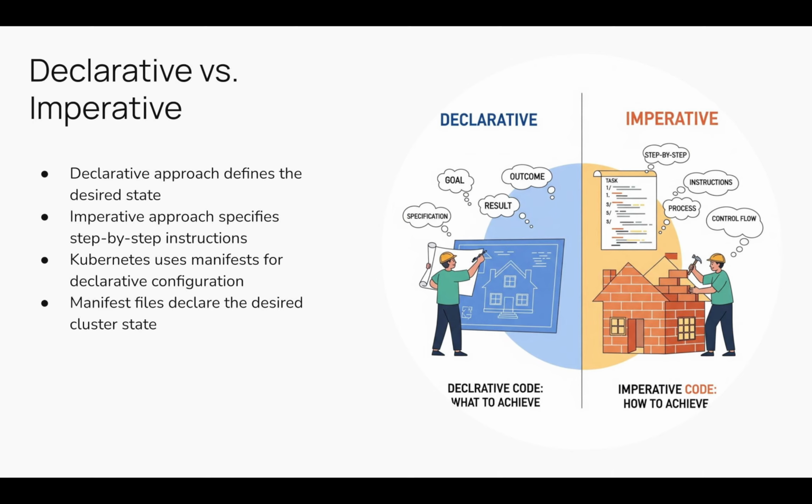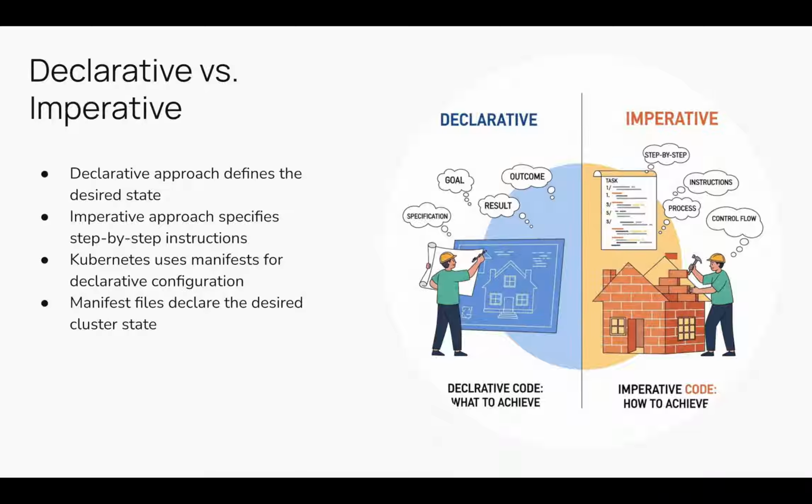The answer lies in embracing a declarative approach. Instead of telling Kubernetes how to do something with a series of imperative commands, we will write a manifest file that declares the desired state we want to achieve. We then tell Kubernetes, here is my manifest. Make the cluster look like this.